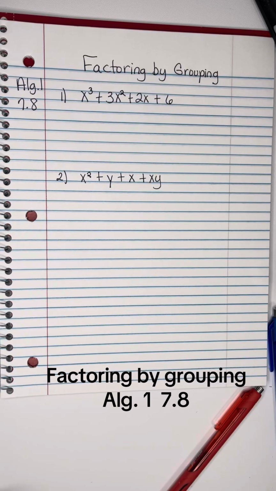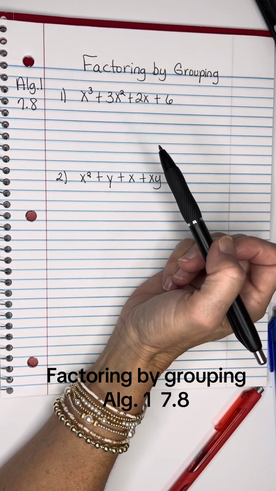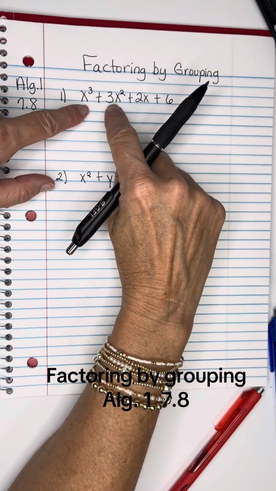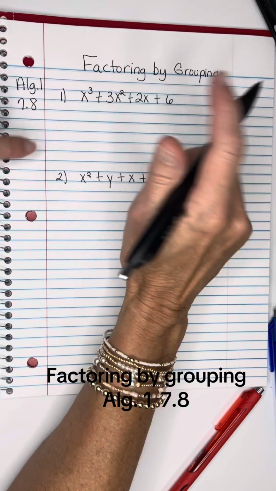I will show you how to factor by grouping. Now, if you have a polynomial with 4 terms, you're probably going to have to group it. And all you have to do is look and make sure that if you group the first 2 and the last 2, there is a GCF between them.